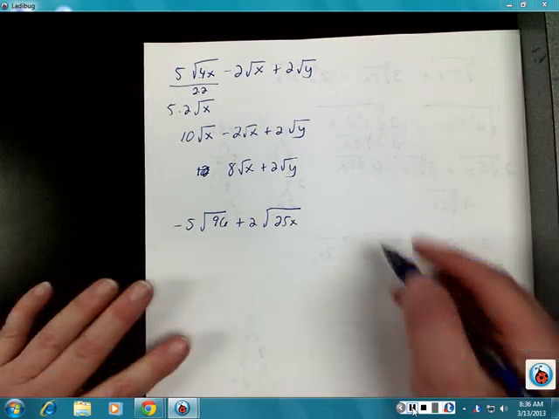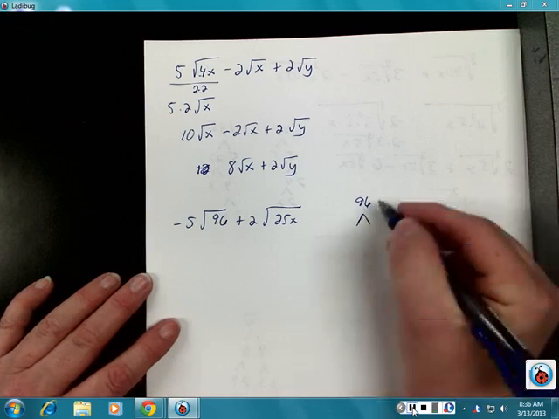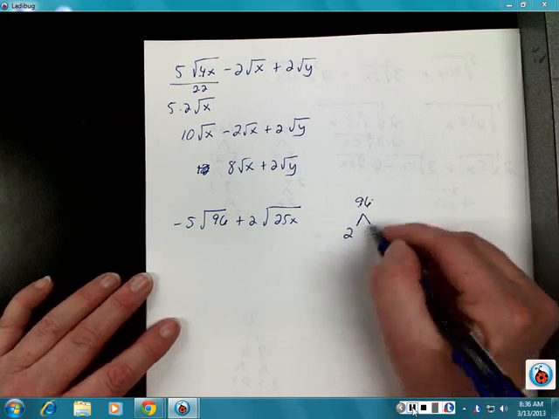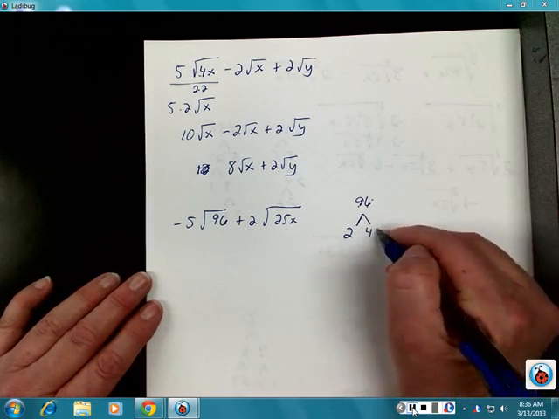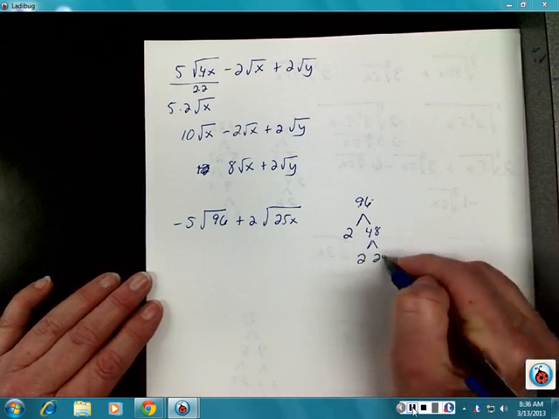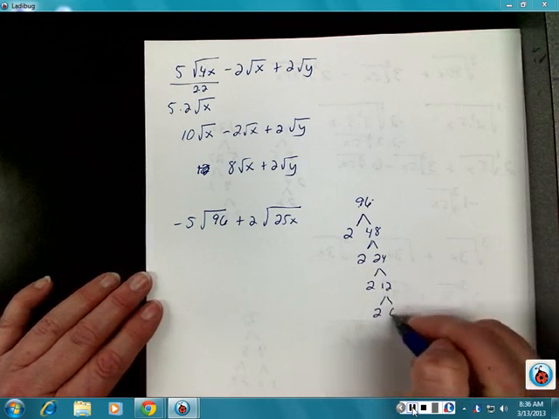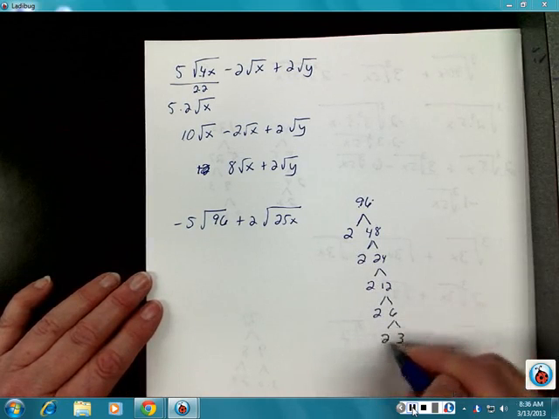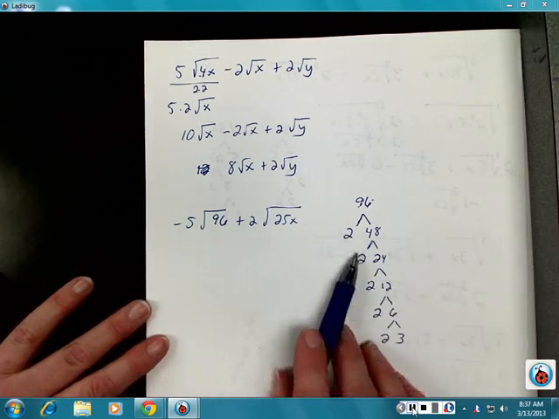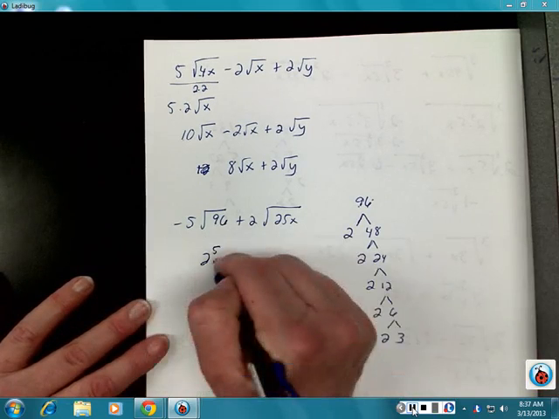So you would take your 96 and break it apart. Well, it ends even, so I know 2 goes into there. 2 goes into 96 48 times, 2 goes into 48 24, 2 goes into 24 12, 2 goes into 12 6, and 2 goes into 6 3. So what am I left with? 1, 2, 3, 4, 5 2's times the 3.